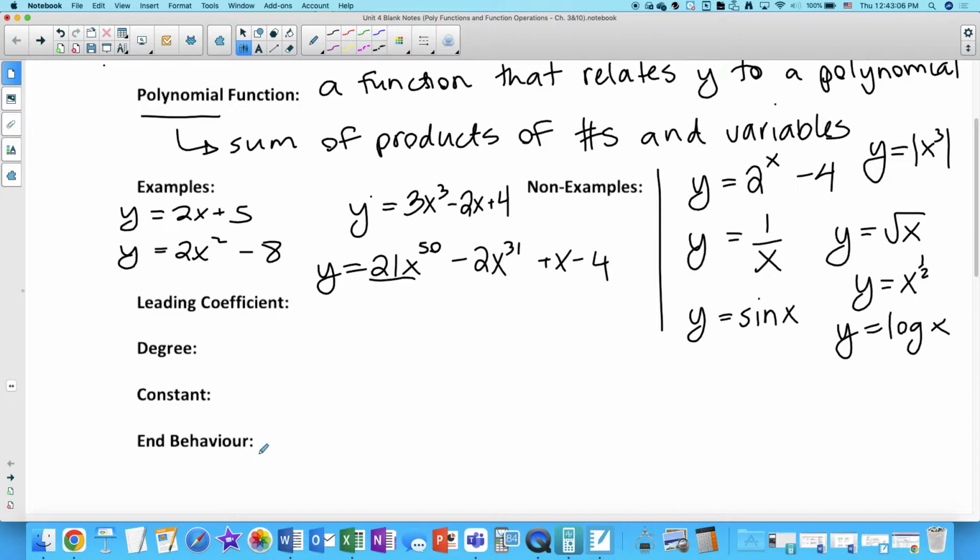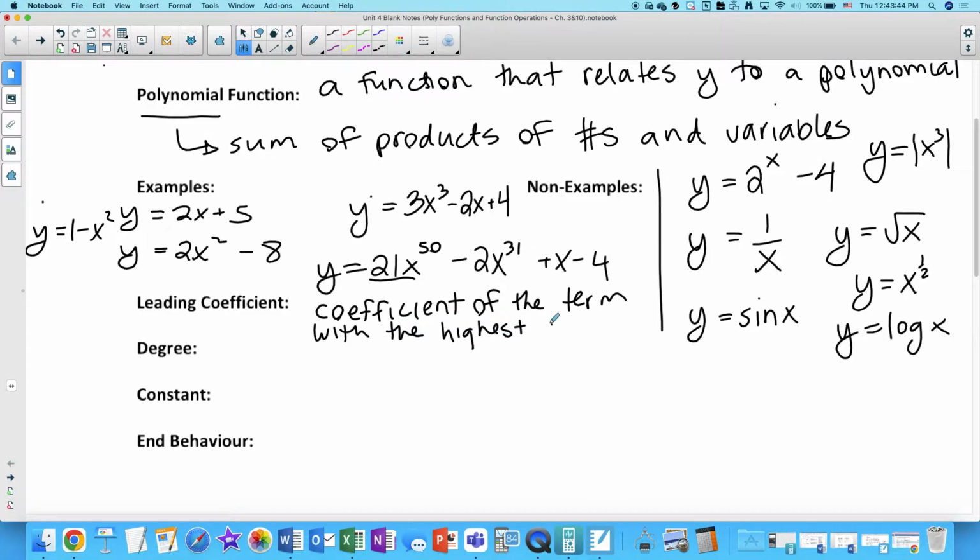So let's look at some of these examples that we have here. What is the leading coefficient of this function? 2. What about this one? 2. Yep. 21. 3. Okay. What if I had something like this? Y equals 1 minus x squared. What would the leading coefficient be there? -1. Yes. So the leading coefficient is the coefficient of the term with the highest degree. Okay?